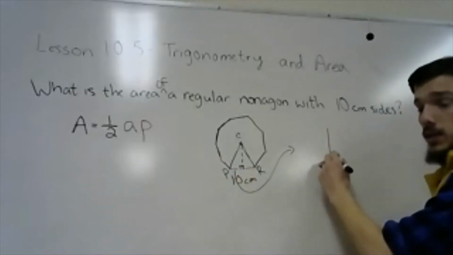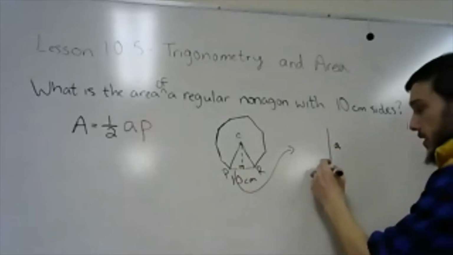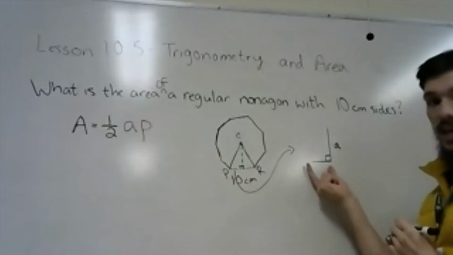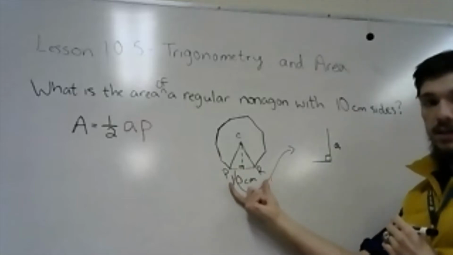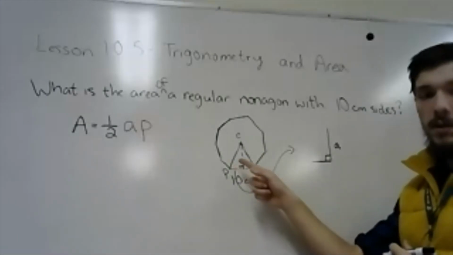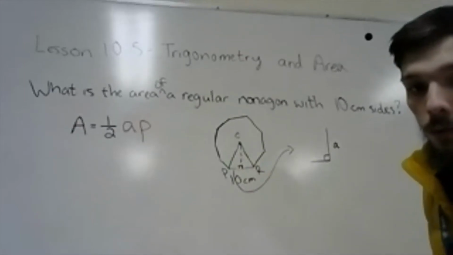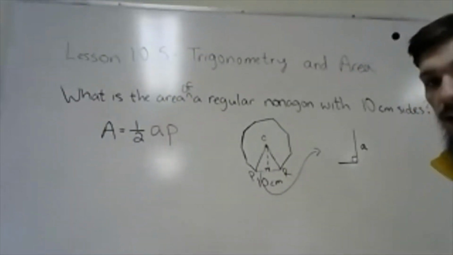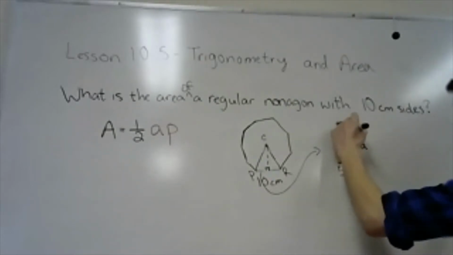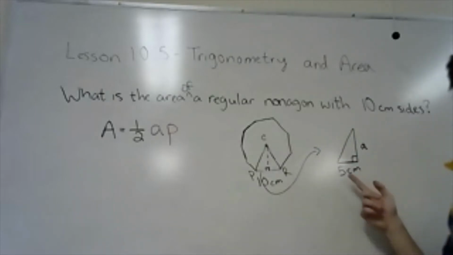So my side coming straight down, that's my apothem. And since apothem starts with A, we'll call that A. We have half of our side of the polygon here, because this apothem is bisecting this triangle into 2 congruent right triangles. So we know that this leg is going to be 5 centimeters long. And then we have our right triangle here.